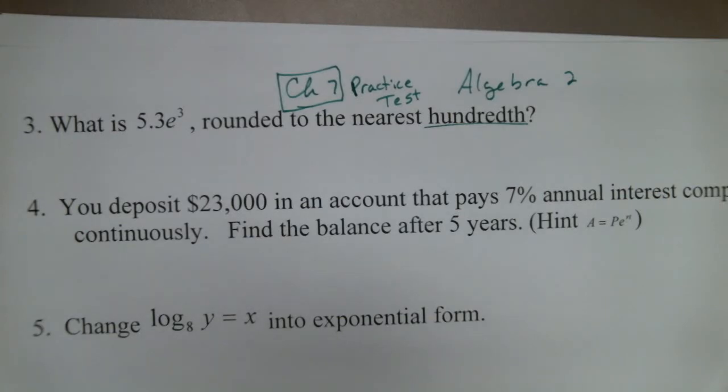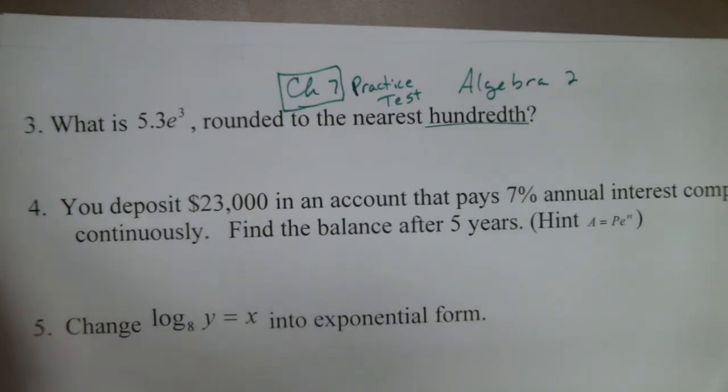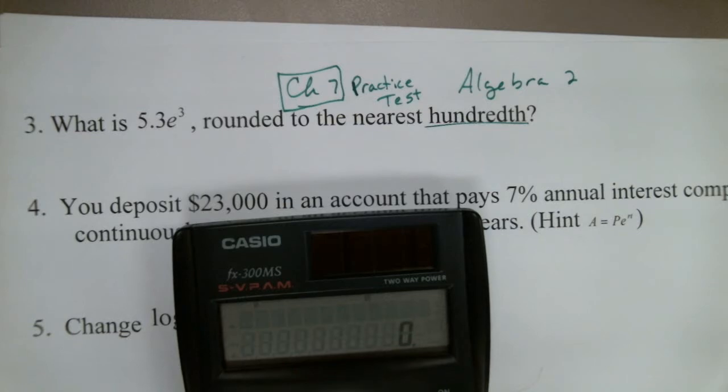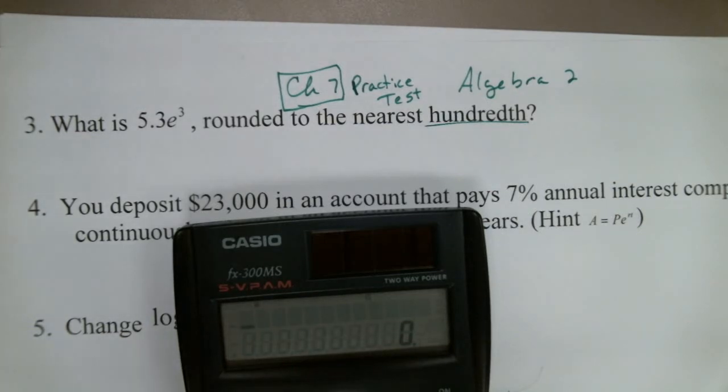Okay, here's a practice test, chapter 7, for Algebra 2. We're going to do problems 3 through 8. Now, some of these are fairly basic. Number 3, 5.3 times e to the third.